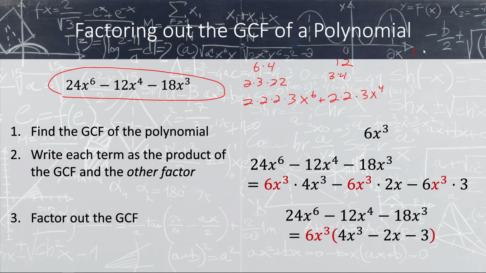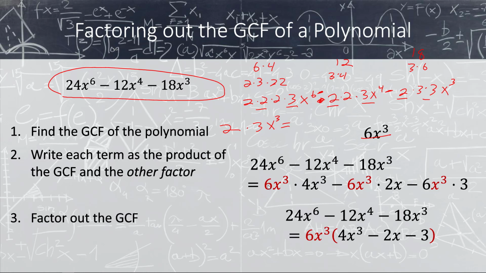And then for 18, we have 3 times 6. 6 can be factored into 2 times 3, so that would give us 2 times 3 times 3, and then we would have x cubed. Okay, and then notice that they each have one 2 in common, so it gives me my 2. They each have one 3 in common, that gives me my 3. And then this has 3 x's, this has 4 x's, and this has 6 x's, so they all have 3 x's in their terms, which gives me my x cubed. Doing the multiplication, we have 6x cubed.